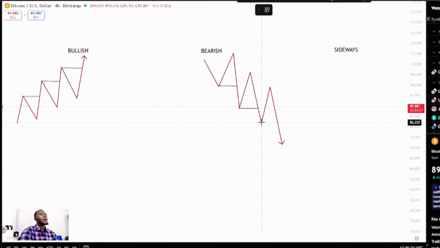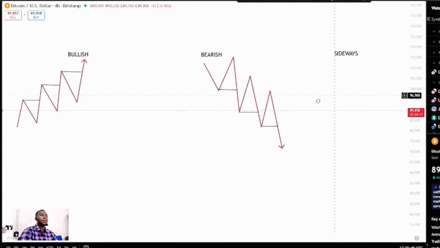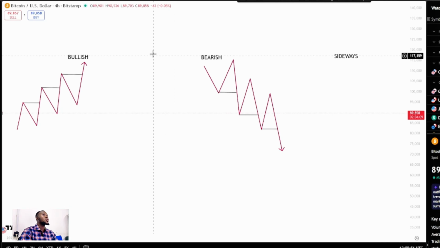Okay, and then we have another break of structure at this point here. So in a bearish trend, we want to see break of structures to the downside to indicate that sellers are more powerful and active in the market. Okay, now let me also explain this sideways so that by the time we go to the chart, we will not have to come back here again.